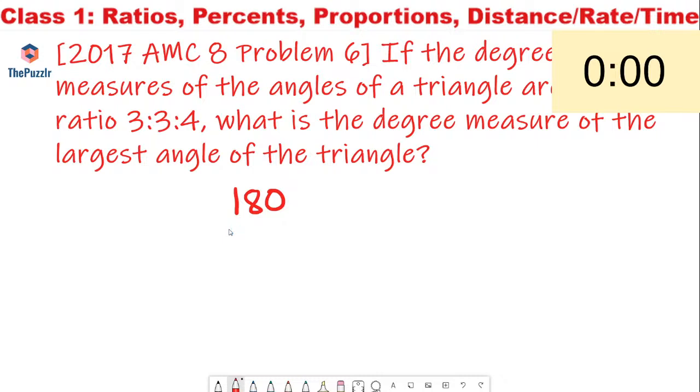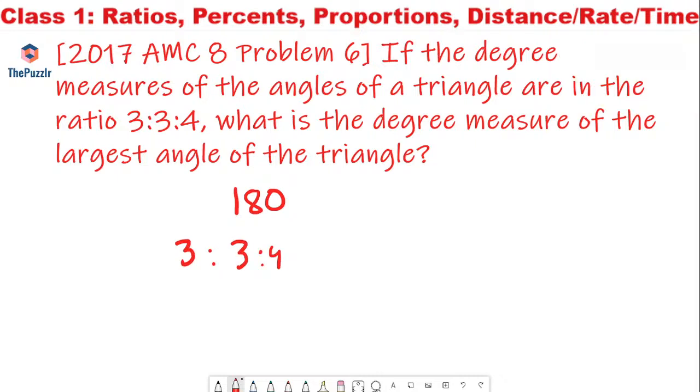Now our ratio is 3 to 3 to 4. Imagine that a triangle only had 10 degrees in total. Well, we could say 3 plus 3 plus 4, so the elements of the ratio add up to 10. Then our first angle could be 3 degrees, our second angle could be 3 degrees, and our third angle could be 4 degrees. And that would solve our problem.